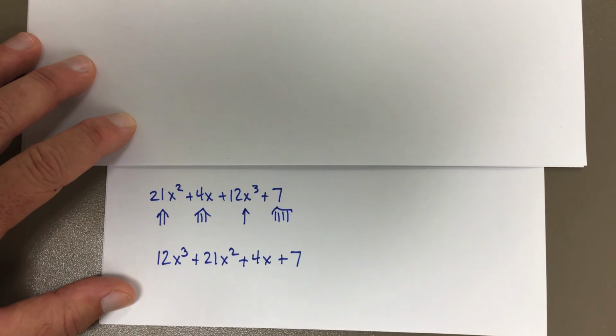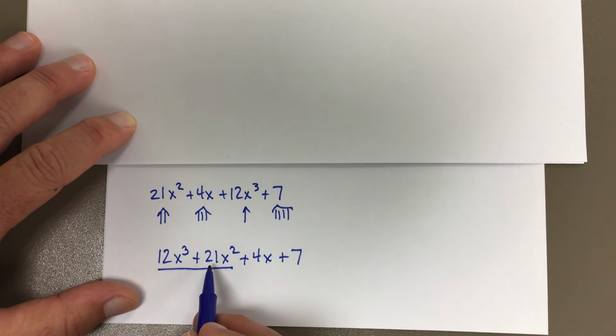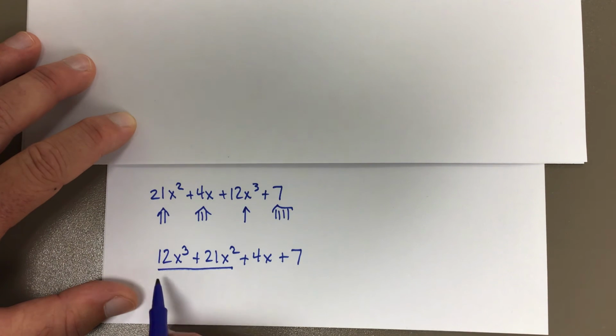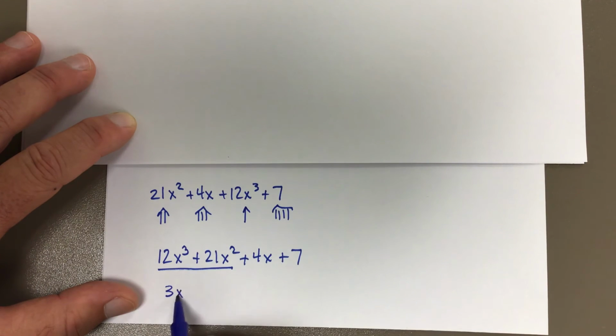All right? So now, what do these two have in common? What does a 12 and a 21 have in common? What I always do is I take 12 and see if it goes into 21. Nope, it doesn't. Then the next, 6. 6 goes into 12. Does 6 go into 21? No. How about 4? 4 goes into 12, but doesn't go into 21. How about 3? 3 goes into 12, and 3 goes into 21. There's our winner. So we're going to take a 3 out, and then we're going to take the x squared out because that's the smallest one.